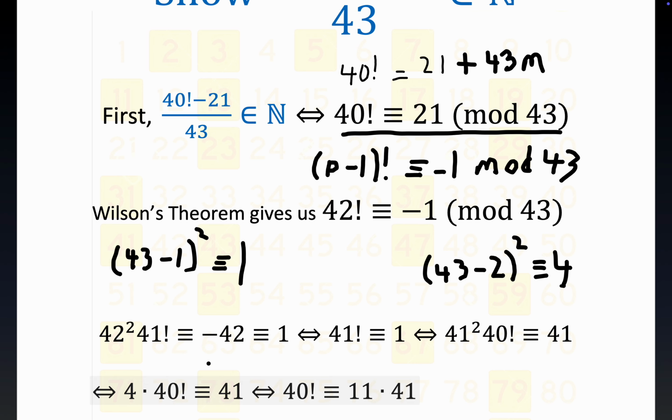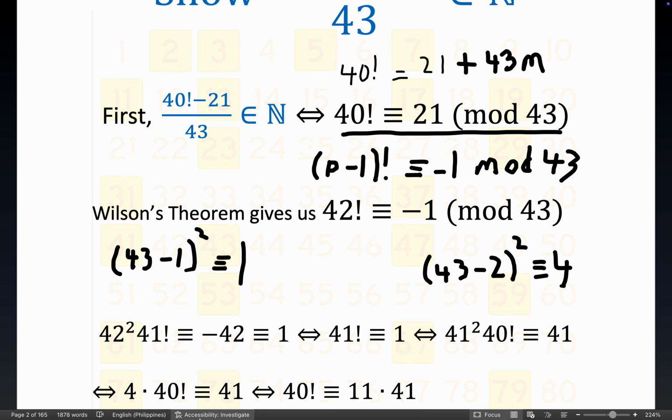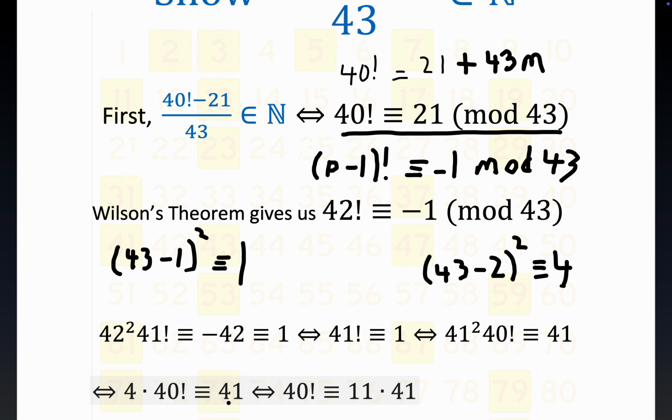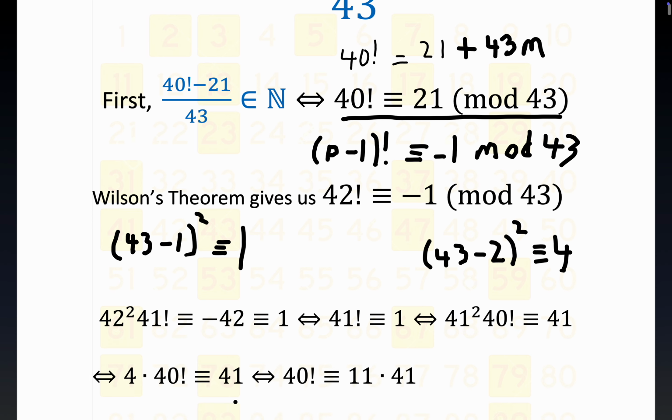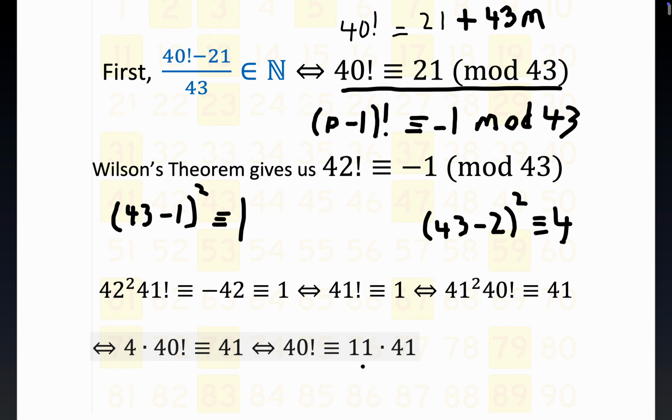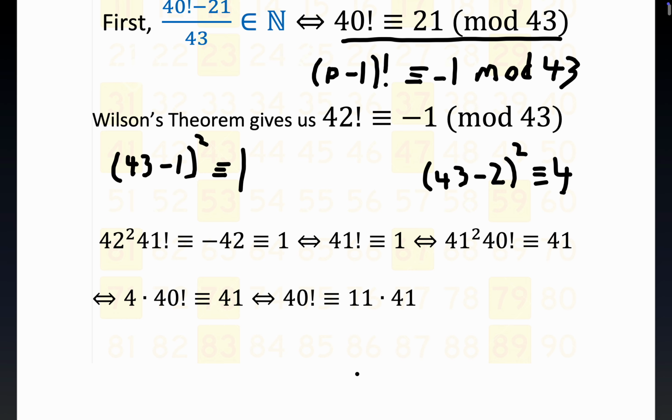All right, so that's this 4 that you see right here. Okay, so we're sitting pretty at this point. 4 factorial is congruent to 41. Now, this next step might look a little mysterious, but here's the trick. 4 times 11 is congruent to 1.